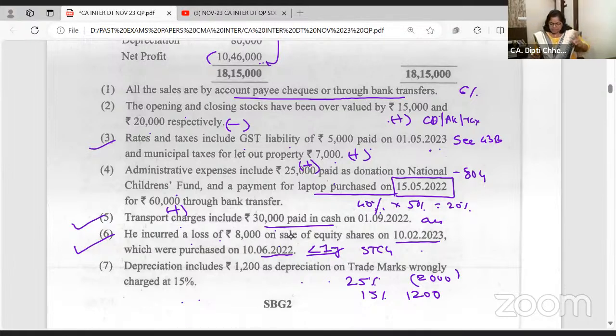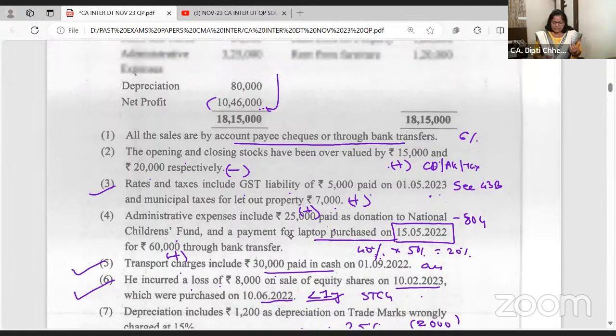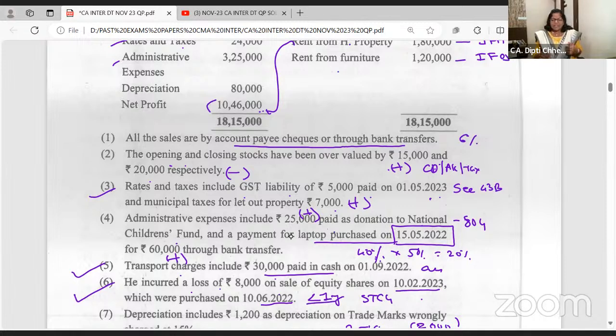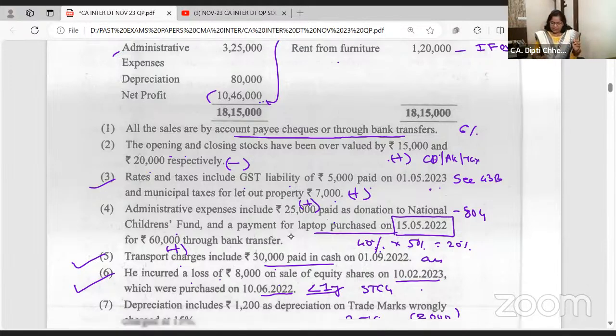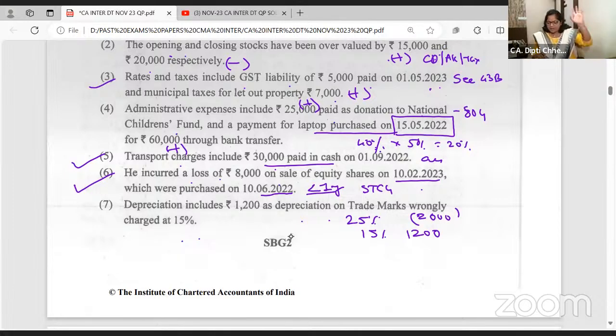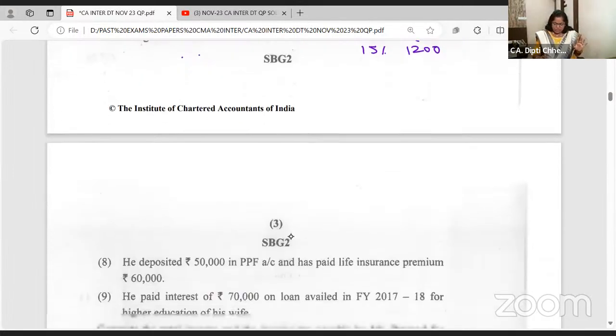So 2,000 depreciation you need to deduct, and 1,200 wrong depreciation you need to add back, or you can take the difference. Okay. This is a very small trick: don't try to take differences. Sometimes mistakes happen, like with opening and closing. Some students net off and take. So in net off, the credit goes. Why worry? Simply add and deduct. Add back wrong depreciation 1,200, deduct correct depreciation 2,000.